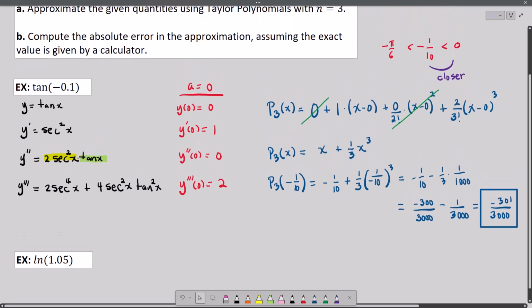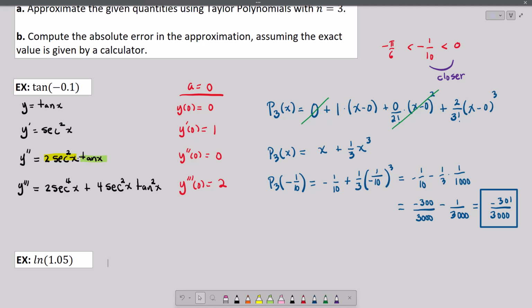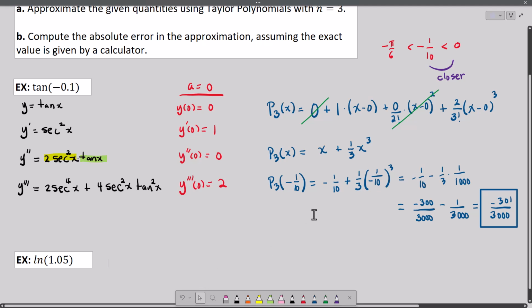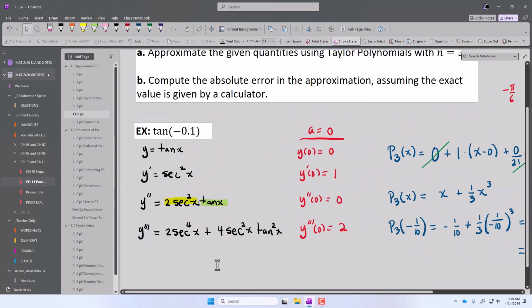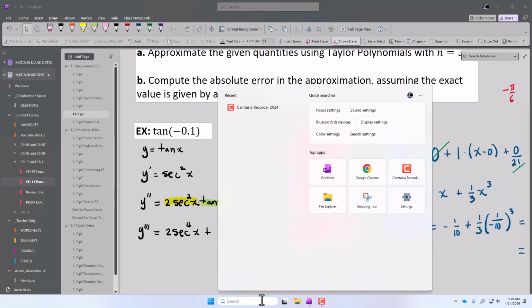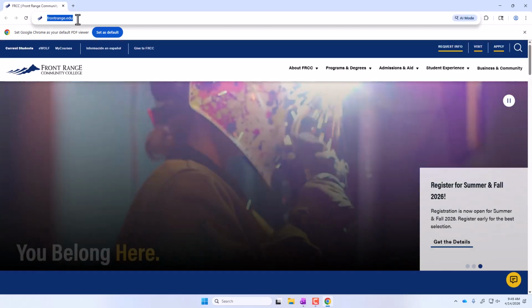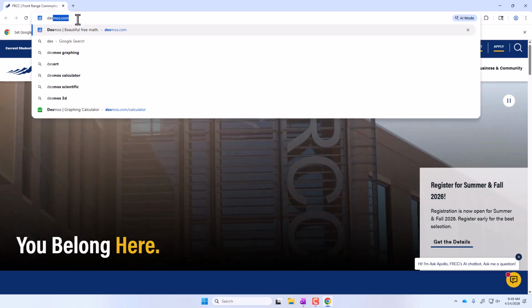And then it asks for our absolute error. So absolute just means absolute value. Because your error, you could be a little on the high side, you could be a little on the low side, who cares? We just want to know what that magnitude is. So what we're going to do now, we have to use a calculator. So we are just going to go into a calculator and see what the difference in the function value is and that approximation.